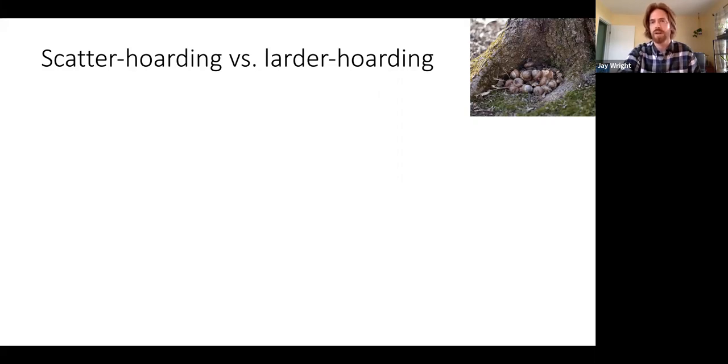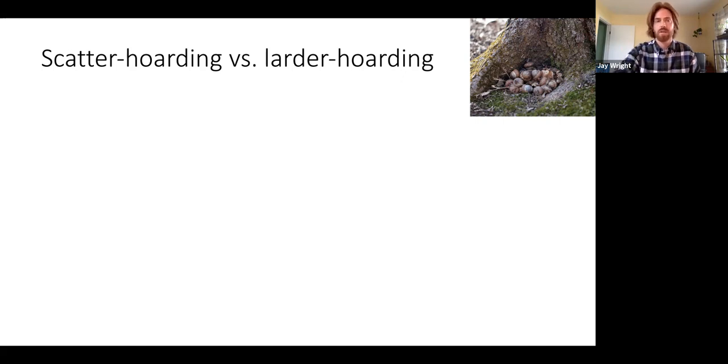So this photo on the right here is showing an example of a larder cache, where basically the squirrel has brought all of the acorns just to one location, and then it guards that location throughout the winter and returns to that spot to eat the acorns. So, red squirrels do this, woodpeckers do this, but blue jays and also gray squirrels do this as well. Blue jays are scatter hoarders.